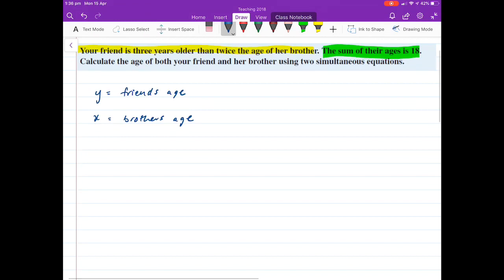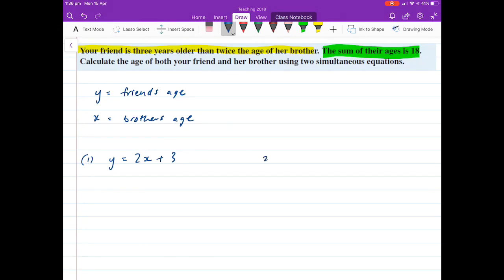Okay, so now that first sentence, the one in yellow: your friend is 3 years older than twice the age of her brother. So that means for equation 1, we're looking at your friend's age is equivalent to 3 years older than twice the age of her brother. Now, brother's age is x. We want twice that and another 3 years. So there's our first equation sorted.